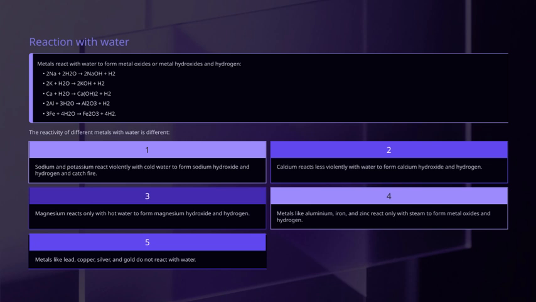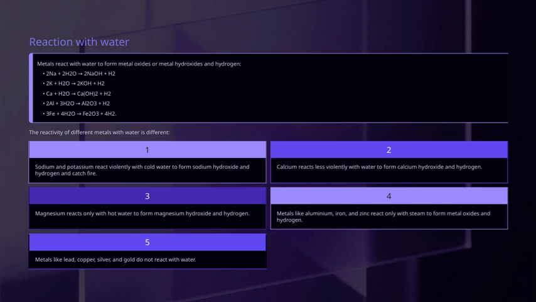And then we have the very reactive metals, sodium and potassium. They react violently with cold water, producing sodium hydroxide or potassium hydroxide and hydrogen, and they can catch fire in the process. The overall idea here is that the reactivity of metals with water varies significantly.